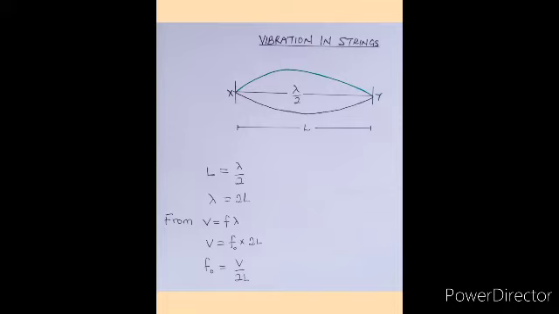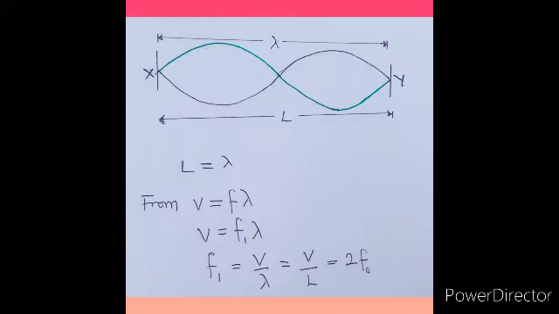And if we make F naught the subject of formula, F naught will be equal to V over 2L. So the fundamental frequency is equal to the velocity of the wave over 2 times the length of the string. In this diagram, the vibration in the string has gone beyond the fundamental note, and it has extended up to the first overtone. And this gives us a second harmonic.